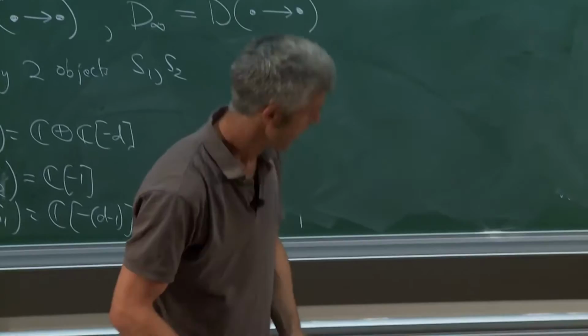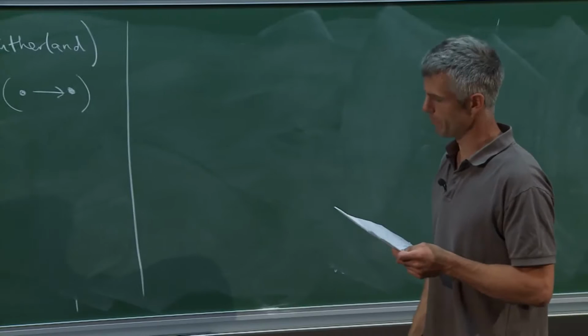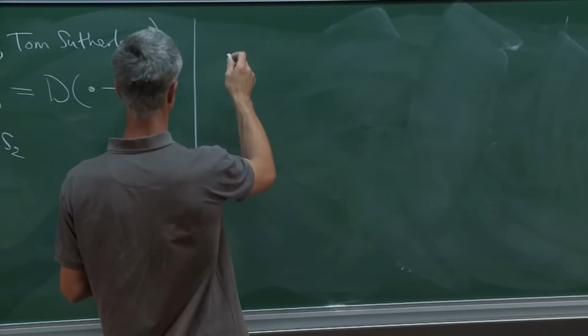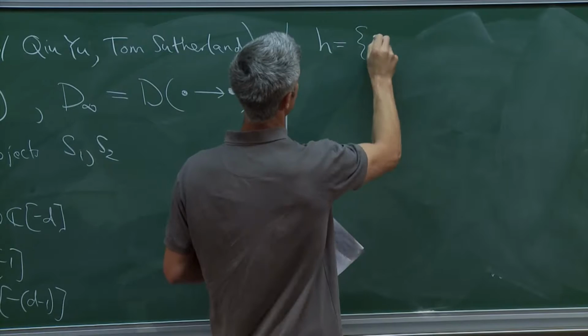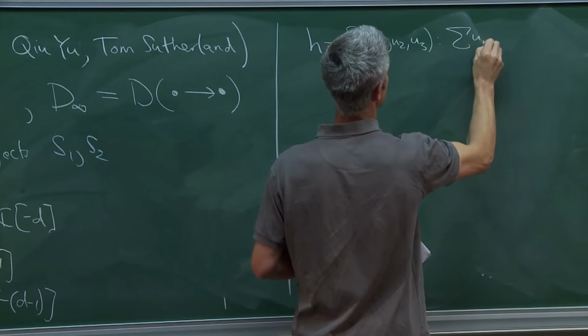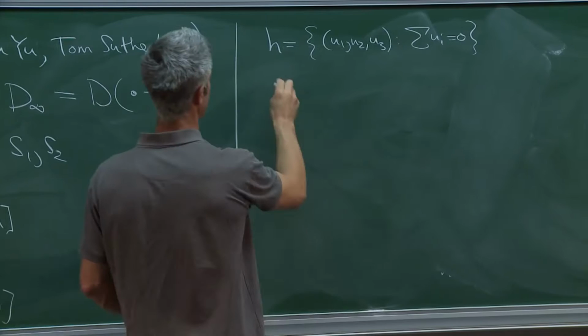So I'm going to describe what the space of stability conditions is. To give you the answer, let me introduce a little bit of notation. Of course, this is the Dynkin diagram for SU3, so you shouldn't be surprised when I write this. So I want to write the Cartan, and the regular part of that.